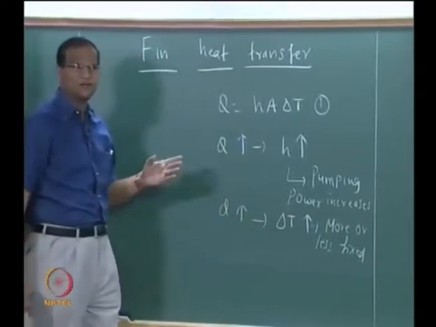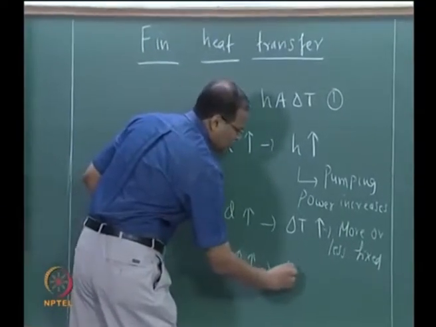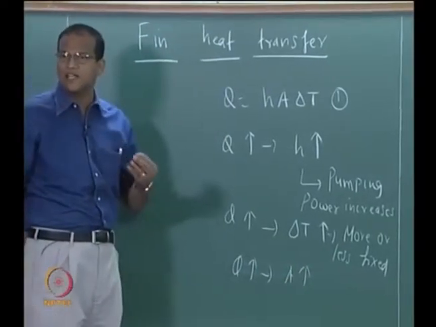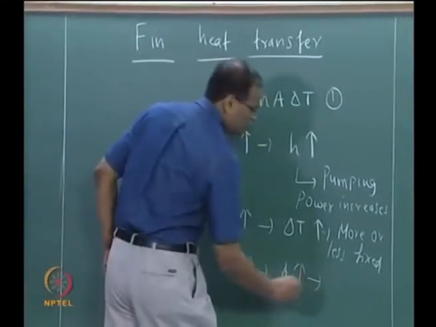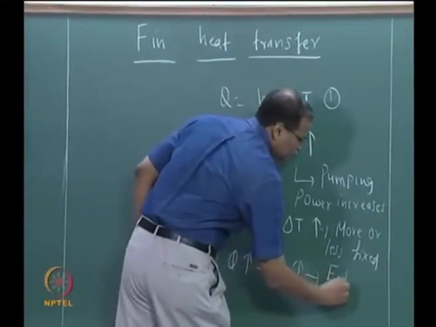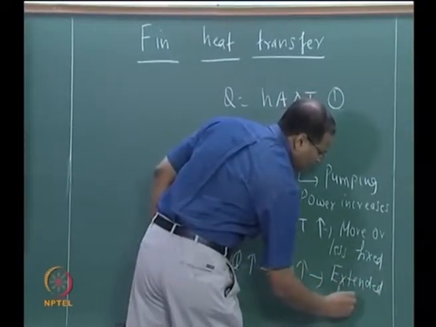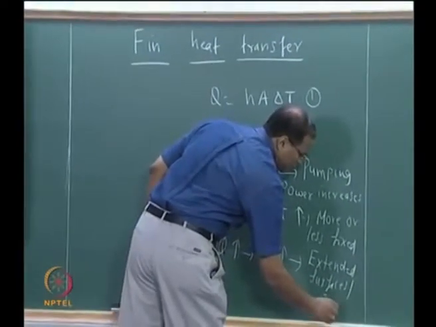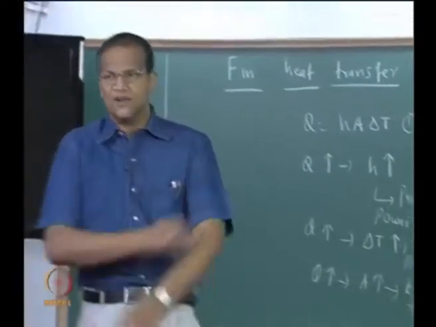So therefore most of the times the only option is that Q increases when A increases. That means you are augmenting the heat transfer by increasing the heat transfer area. So you use extended surfaces. Right, so the goal is to increase the heat transfer rate.